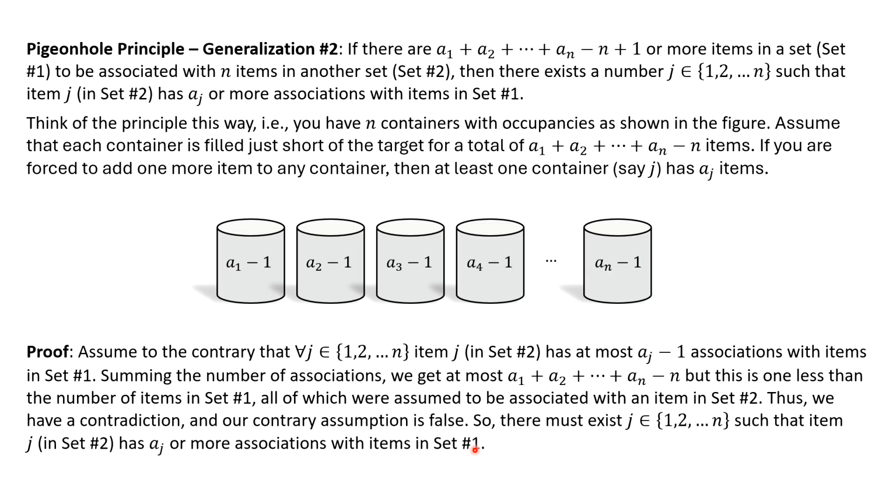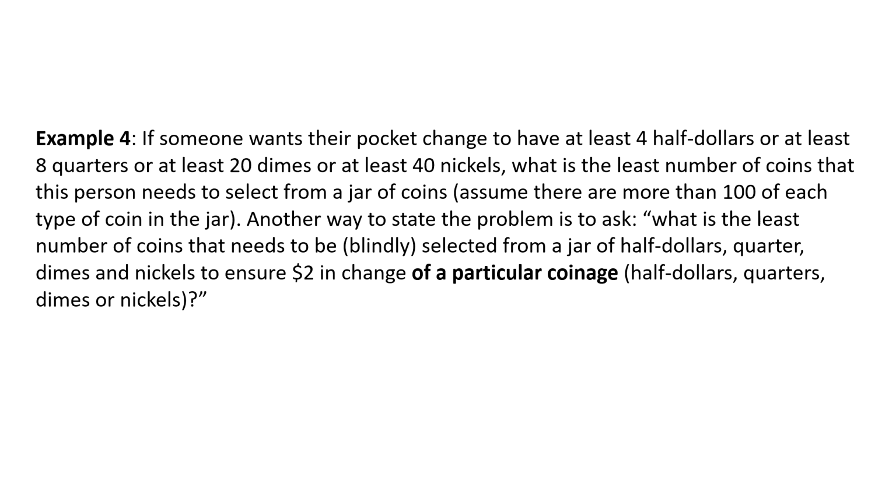Okay, so let's look at an example on the next slide using this as a solution to the problem. So here's our problem. If someone wants their pocket change to have at least 4 half dollars, or at least 8 quarters, or at least 20 dimes, or at least 40 nickels, what is the least number of coins this person needs to select from a jar of coins, assuming there's, say, over 100 of each type, so you don't run out of any of the coinage.